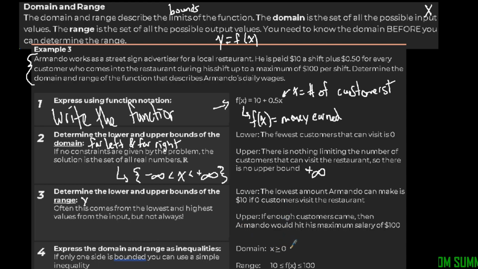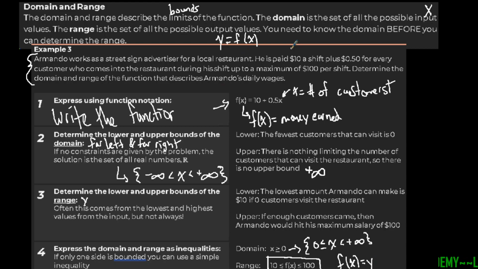You can also, again, if only one side is bounded, you can use a simple inequality. You can also say it like this. If you wanted to say, like I had before, I would say I have 0 less than or equal to x less than positive infinity is another way of writing it. But I can't change this one because this one is clearly defined. So this is going to be our range. Again, f of x just means y. So this is how you would express your domain and range given this situation.